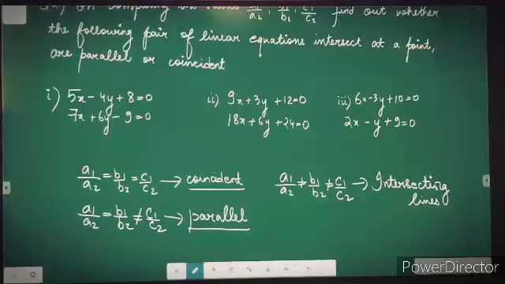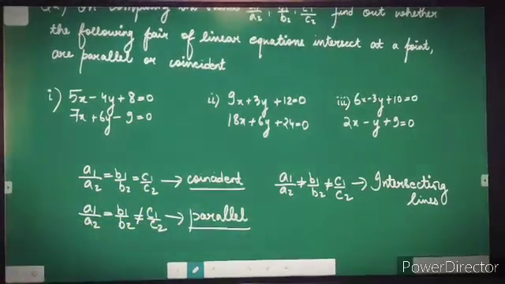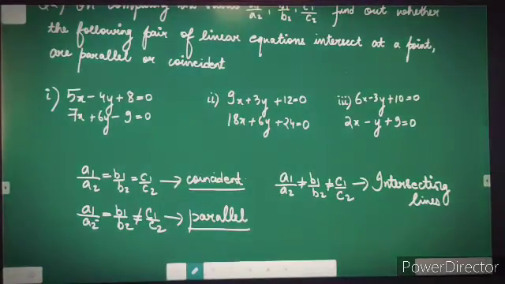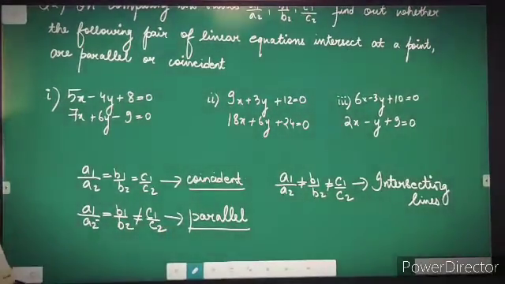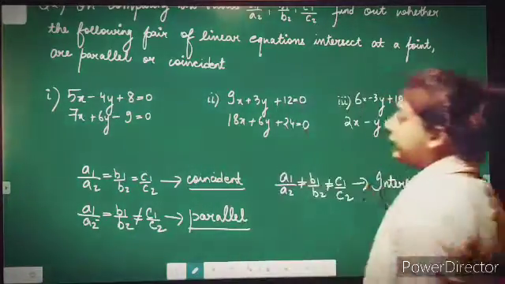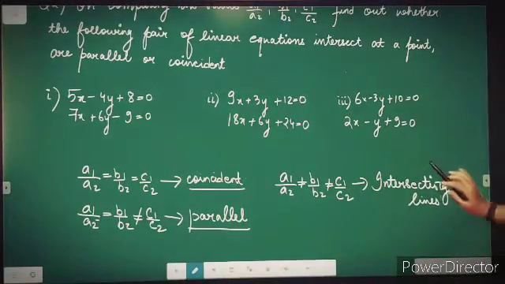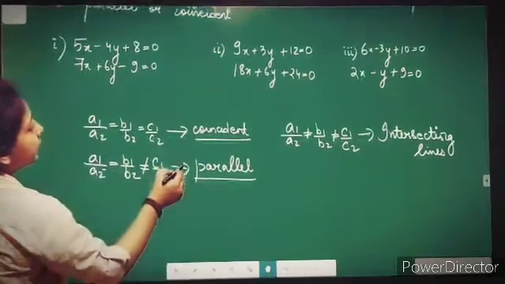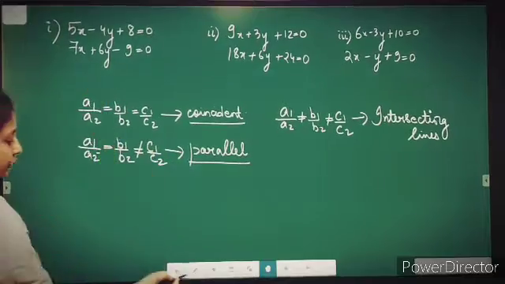Look again. If all the three ratios are equal, we have coincident lines. If a1 by a2 equals b1 by b2 but not equal to c1 by c2, then we will be having parallel lines. And if all the three ratios are unequal, then in this case we will be getting intersecting lines. Now using this, let's solve these questions.